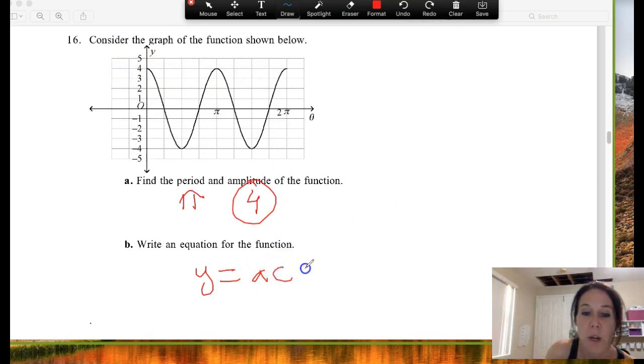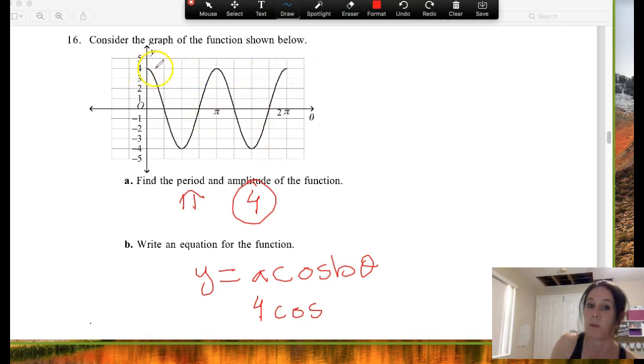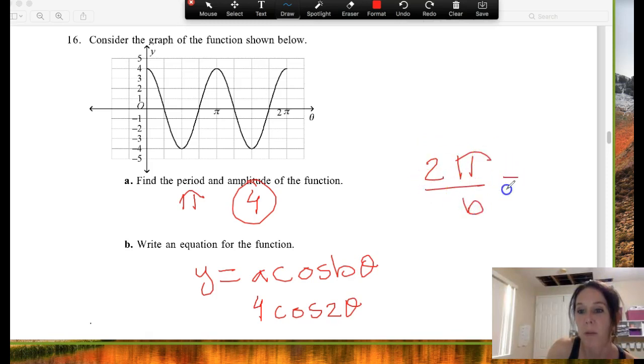So I'm going to go A cosine B theta. This is my amplitude. It will be 4 cosine. And then this tells me the number of cycles from 0 to 2 pi. Well, look, I do 1 cycle, 2 cycles. I do 2 cycles from 0 to 2 pi. So that value there is 2 theta. Or you can think of it like this, 2 pi over B equals your period.